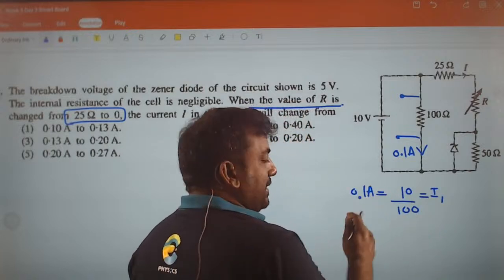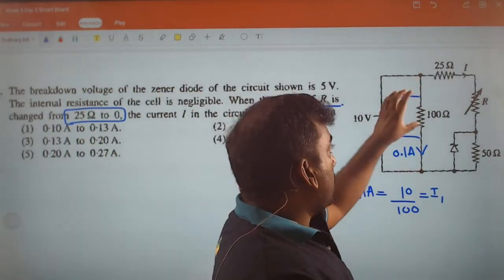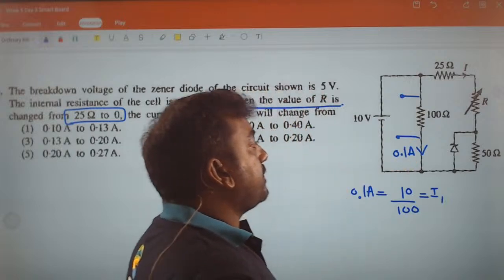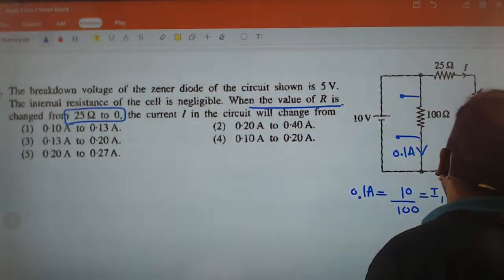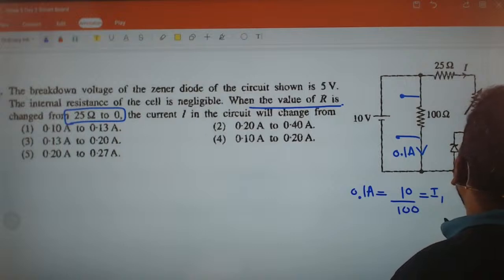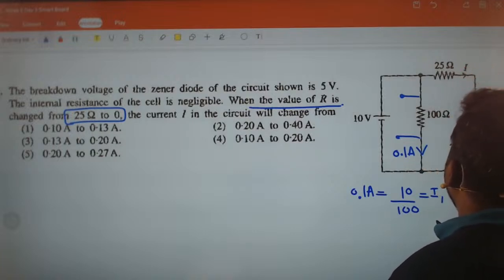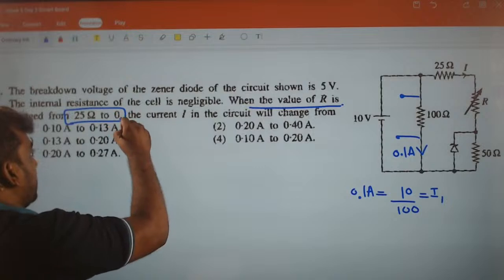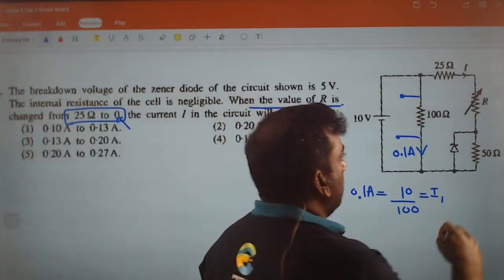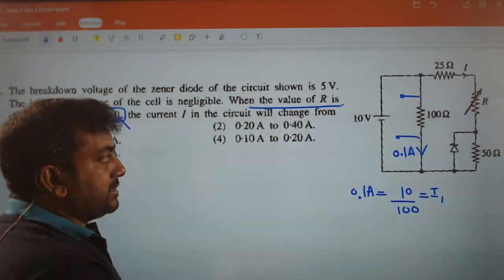So these kinds of basic things I directly find. Here 10 volts means here 10 volts, so 10 divided by 100 is 0.1. Done. Now what? Look at the diagram carefully. Here resistance 25 means here 50. So the best approach is to start from resistance 0. If the resistance is 0, look carefully.